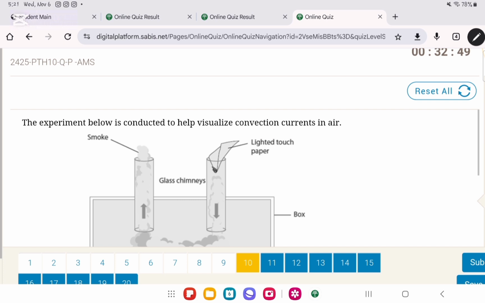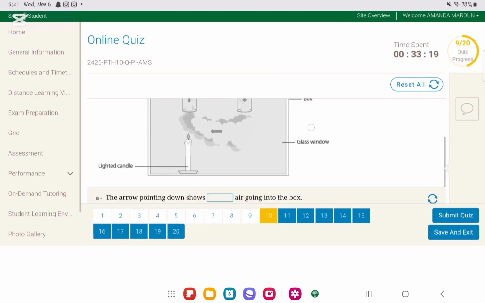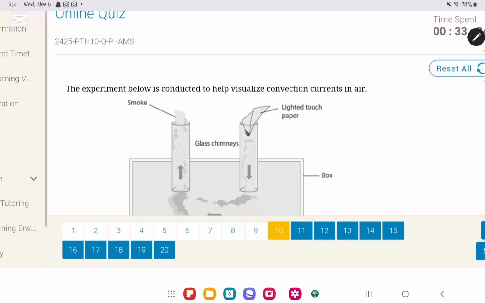Now we proceed to question number 10. So here they're telling us the experiment below is conducted to help visualize convection currents in air. So let's take a good look at the experiment. It's not going to fit all of it, so I'll do it part by part. Over here we have two tubes or two glass chimneys. The first tube is blocked with a lighted touch paper.